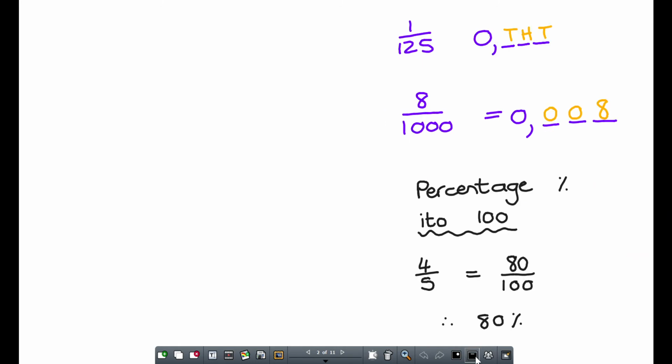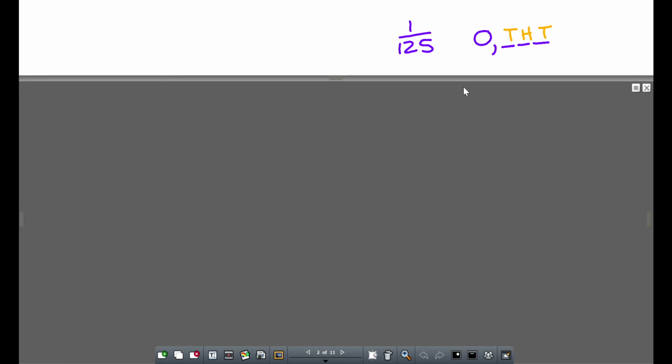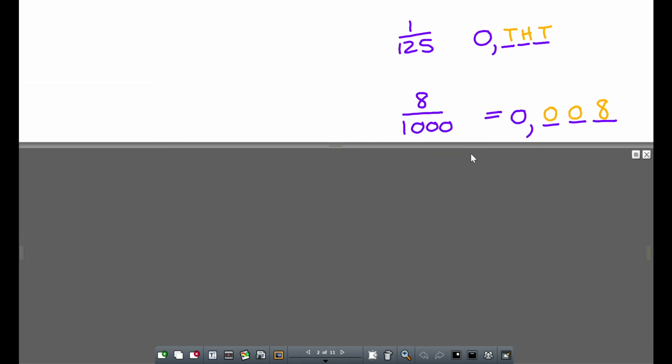Right, next one. 1 over 125. Same principles. But now, because my denominator is 125, I can't change that to a 10. I can't even change it to 100. So I've got to change it to 1,000. And 125 times what would give me 1,000? Times 8. Which means that I've got to multiply with 8, both at the top and at the bottom. And that's going to give me 8 over 1,000.